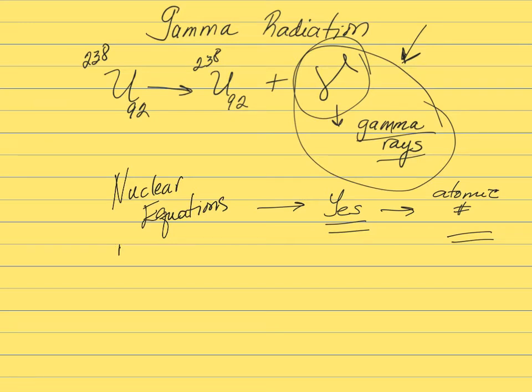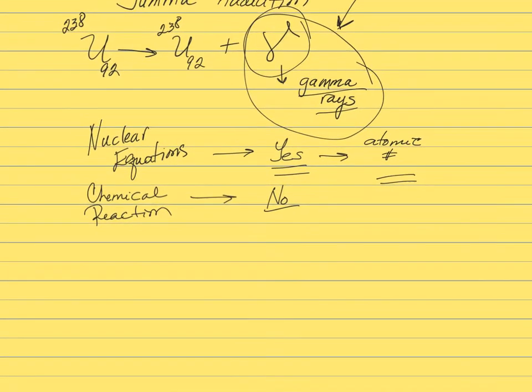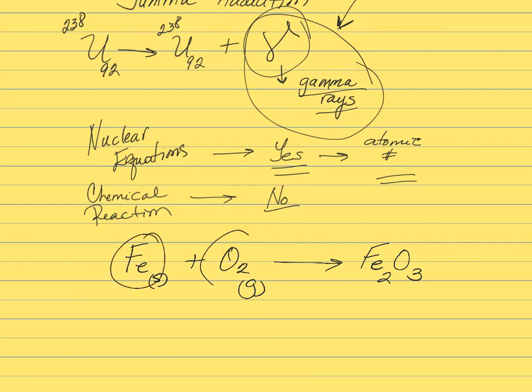Ms. Ramos, during a chemical reaction, are new elements formed? The answer is no. I'm going to give you an example of a chemical reaction. Let's say that you have solid iron reacting with the oxygen in the atmosphere to produce iron trioxide. See, you have iron and oxygen as part of the reactants, and in your product you still have iron and oxygen. You don't have a new element forming in there. That's an example of a chemical reaction.